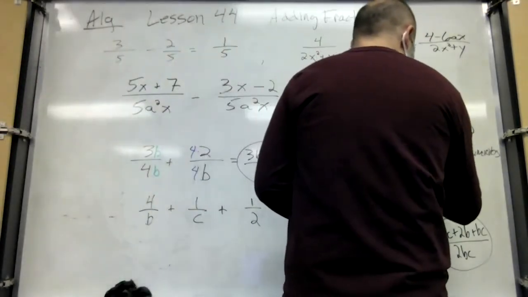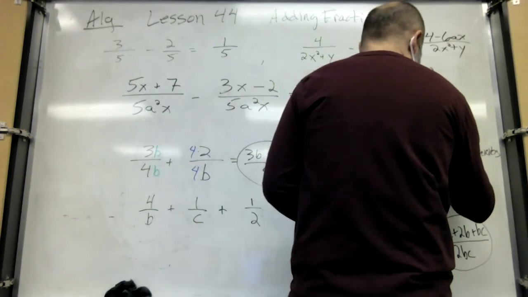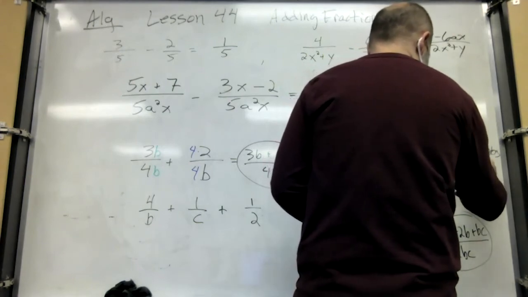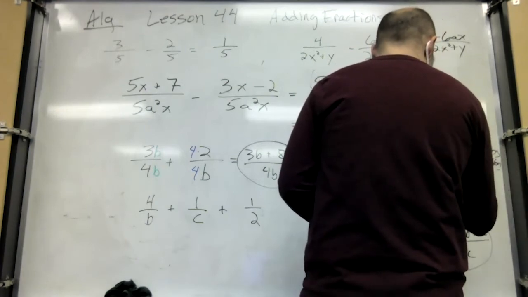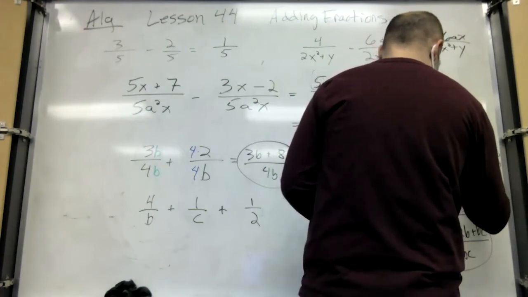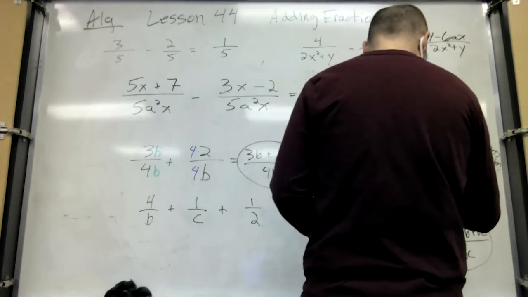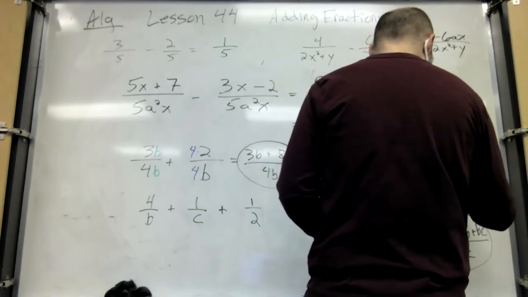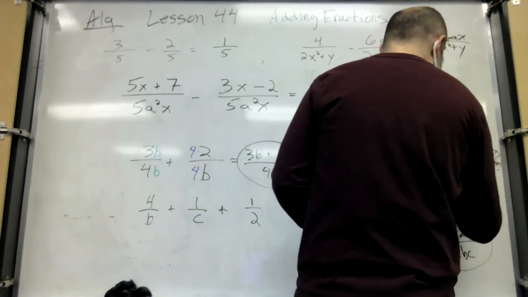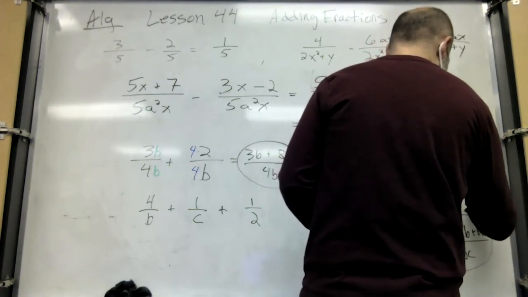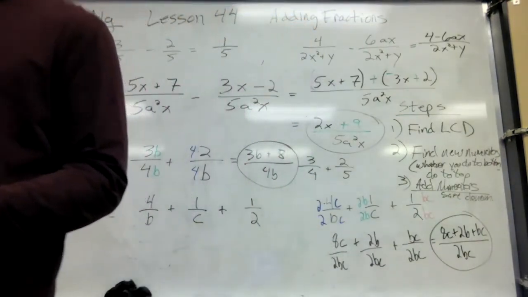So find new numerators. Remember, whatever you do to the bottom, do to the top. Whatever you do to the bottom, golden rule, do to the top. Okay, and then the last step is nice. You're just adding or subtracting numerators all over that same denominator. You don't add the denominators, you just leave the denominators the same.